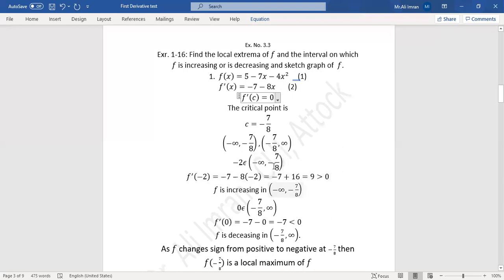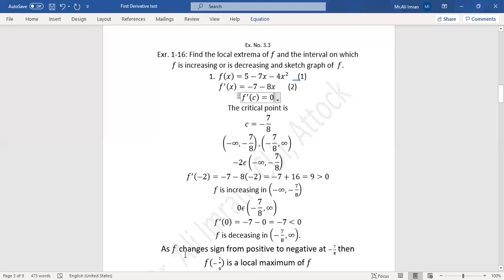Now we'll check the behavior of the function in the second interval. We will take a test value from the second interval. 0 belongs to the interval minus 7 by 8 to infinity, and we put this test value in the derivative. f prime of 0 is equal to minus 7 minus 0, which is minus 7, which is less than 0. It means that f is decreasing in the second interval, minus 7 by 8 to infinity. So in the first interval the function is increasing and in the second interval the function is decreasing.